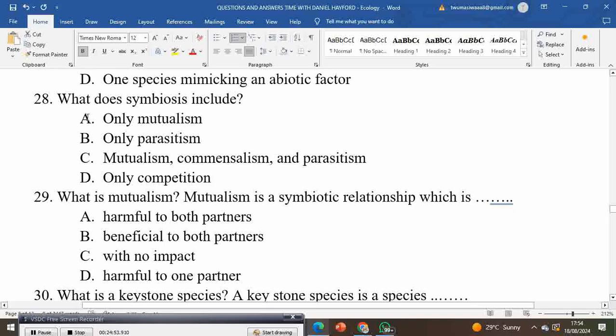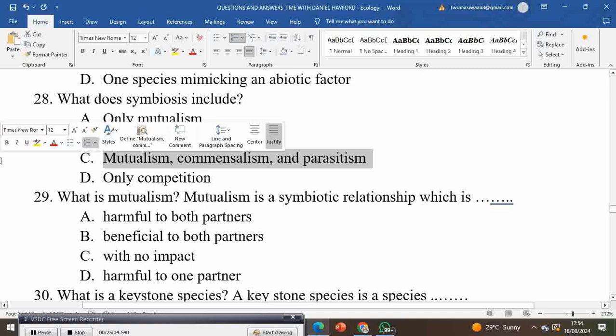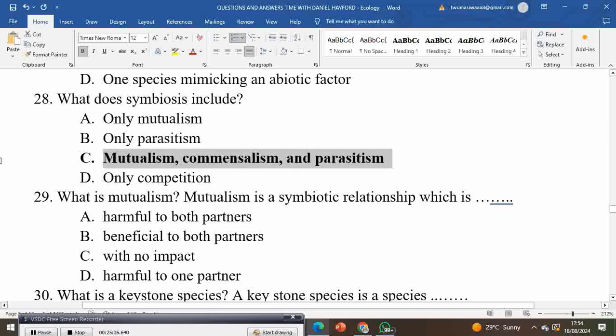What does symbiosis include? A, only mutualism. B, only parasitism. C, mutualism, commensalism, and parasitism. And D, only commensalism. What's your best thought? This is your simplest question ever. Commensalism, mutualism, and parasitism should be the best option. Option C.